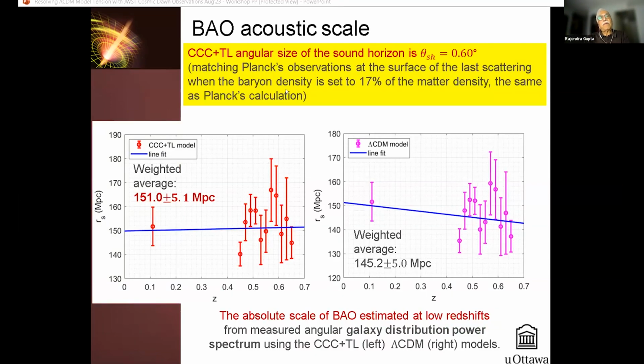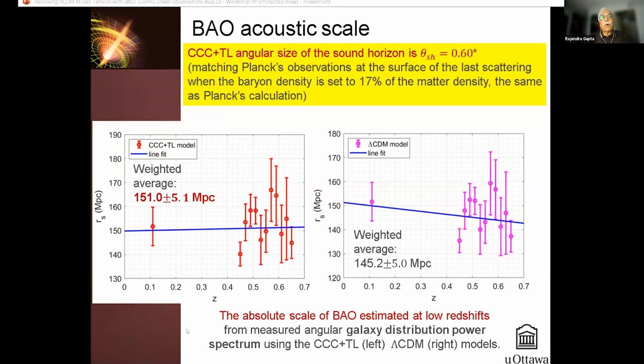For the BAO acoustic scale, what we did was calculate the angular size of the sound horizon. It is the angular size we measure. We don't measure the physical size. So when we calculate the angular size of the sound horizon, using the Planck observation at the surface of last scattering, that is reported as about 0.60 degrees by the Planck. If we set the baryon density in our model to be 17% of the matter density, then we get the same value as the Planck.